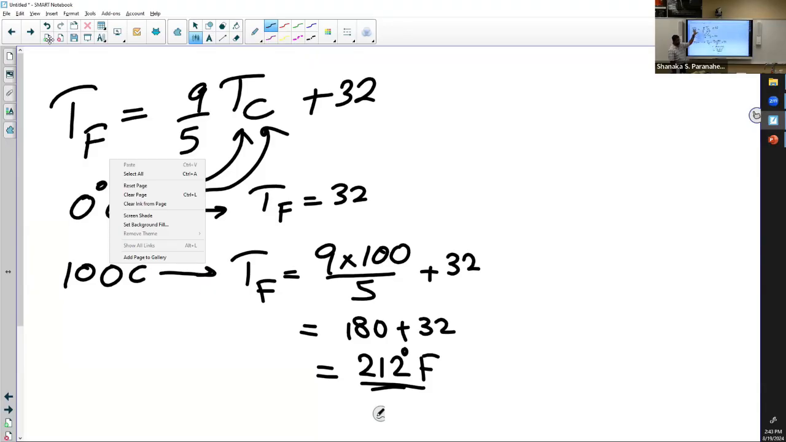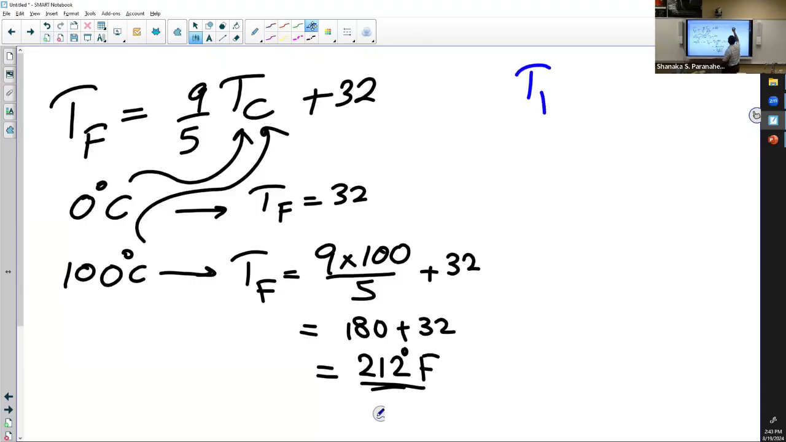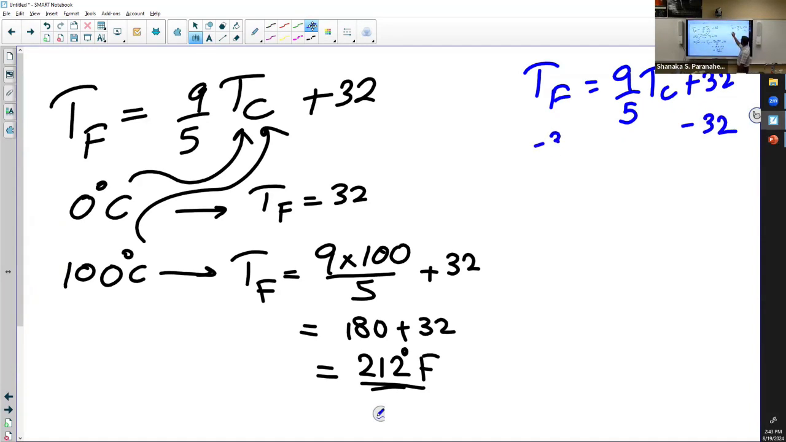Again, I can rearrange the same equation and derive an equation to find the Celsius value from Fahrenheit. Basically, I'm going to solve for TC from this equation. TF equals 9 over 5 TC plus 32. My objective is to isolate TC on one side of the equation. I'm going to subtract 32 from both sides. Now I have 9 over 5 TC on one side, and the other side is going to be TF minus 32.